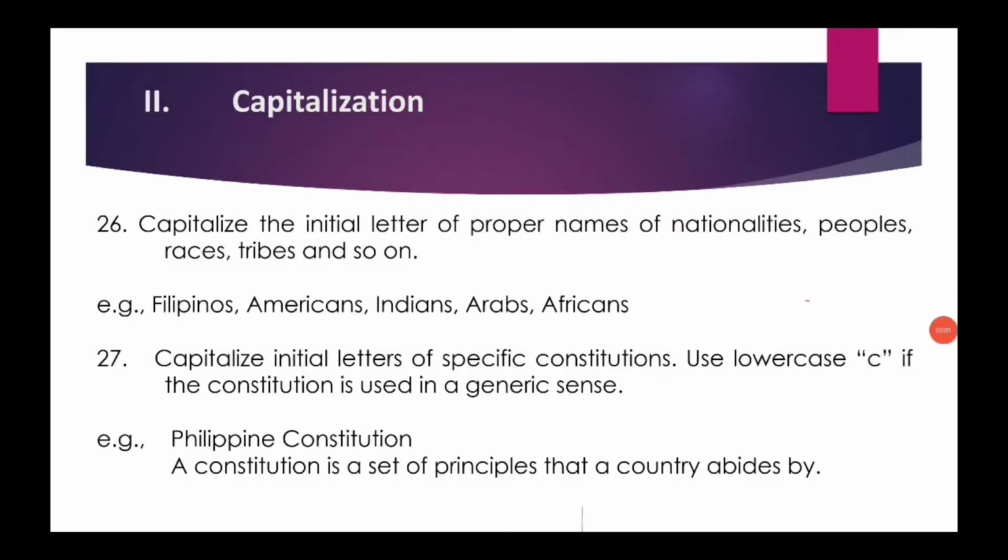Capitalize the initial letter of proper names of nationalities, peoples, races, tribes, and so on. Example, Filipinos, Americans, Indians, Arabs, Africans. Capitalize initial letters of specific constitutions. Use lowercase c for constitution if the constitution is used in a generic sense. Example, Philippine Constitution. So the initial letters are in capital letter.